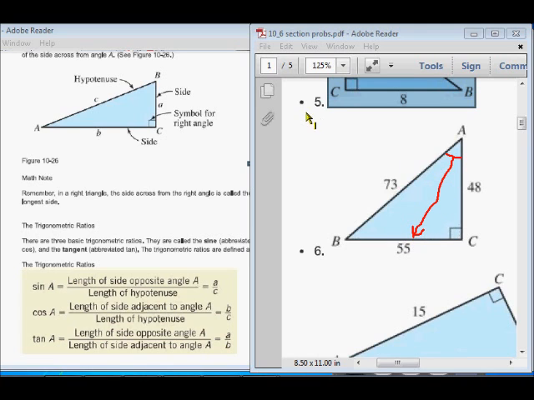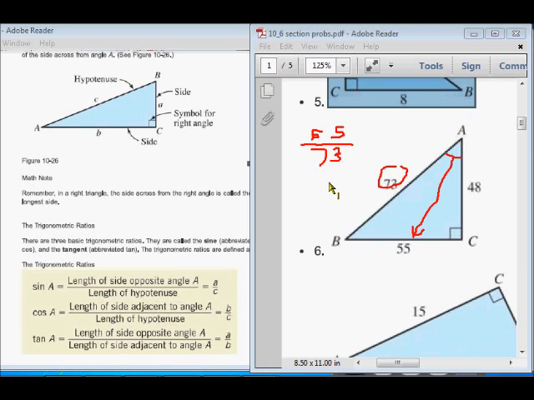55. So we have the number 55, and that's a 5, poorly written, divided by the length of the hypotenuse. Here's our hypotenuse, which is 73.